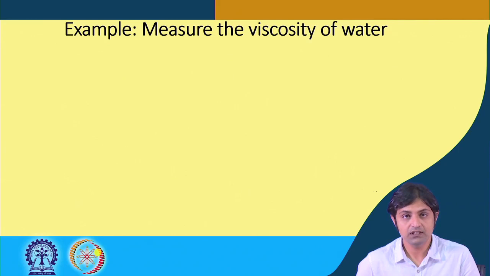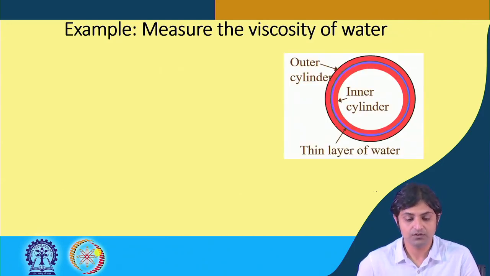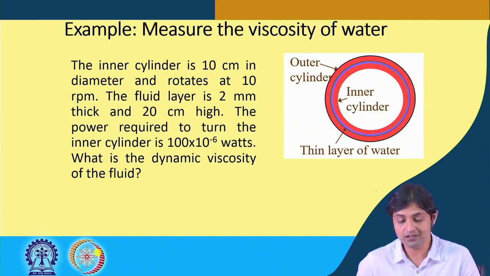Now, one of the examples that we will talk about is used to measure the viscosity of the water. It is a very standard experiment. So, the inner cylinder, in this particular case I have broken it down in the form of a numerical as well. The inner cylinder here is 10 centimeters in diameter. There is another outer cylinder as well. The inner cylinder being 10 centimeters in diameter rotates at 10 rotations per minute.